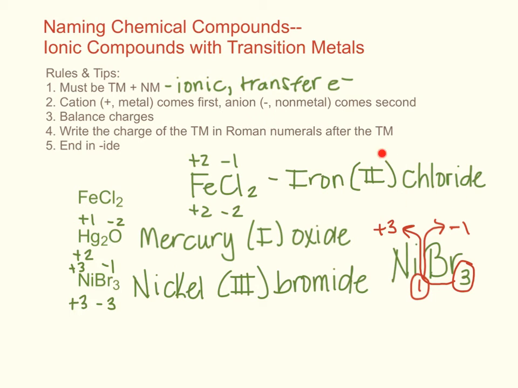Okay, just don't forget your Roman numeral goes in parentheses right after the name of your transition metal, and it indicates charge. It doesn't indicate how many irons you have. I only have 1 iron, but it's iron 2 because it's an iron 2 ion. It's an iron with a +2 charge when it forms an ion in this compound. And then I finish it off by naming my anion and adding "ide."